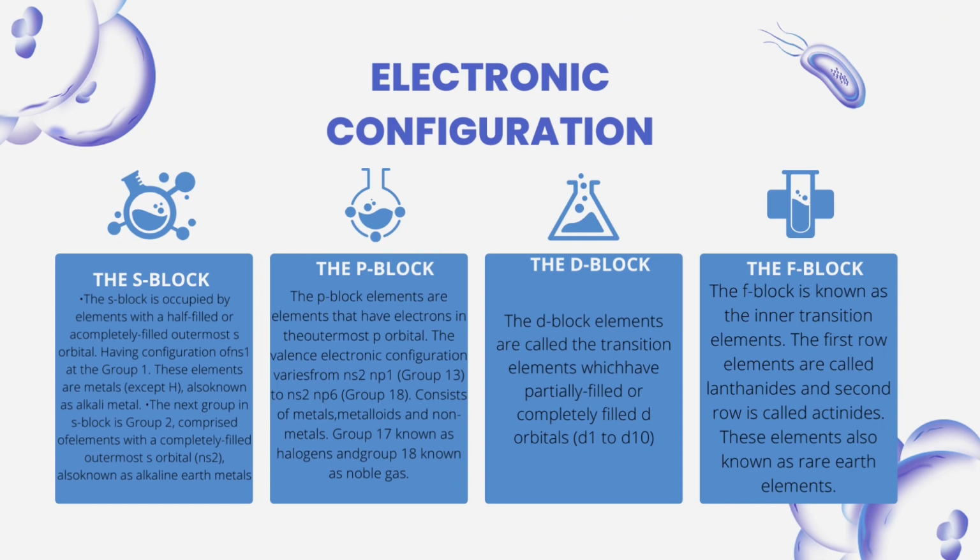The third one, the d block. The d-block elements are called the transition elements, which have partially filled or completely filled d orbitals, d1 to d10. The f-block is known as the inner transition elements. The first row elements are called lanthanides and the second row is called actinides. These are also known as rare earth elements.